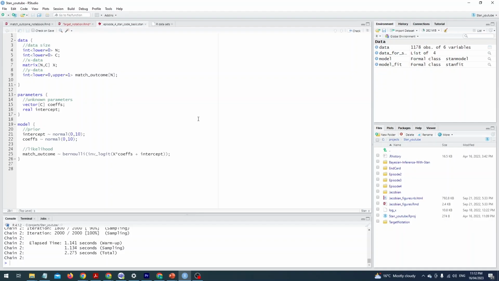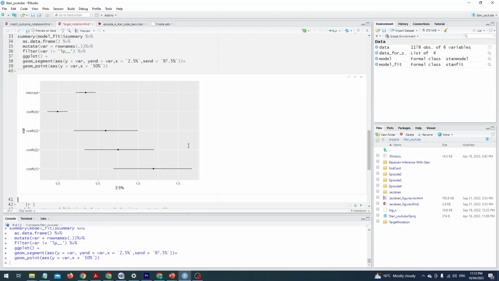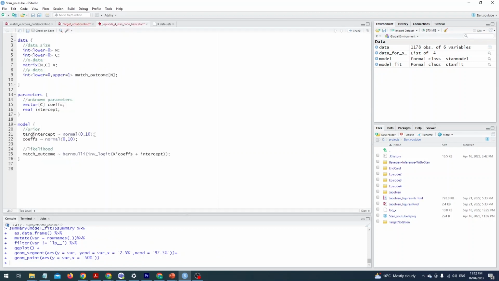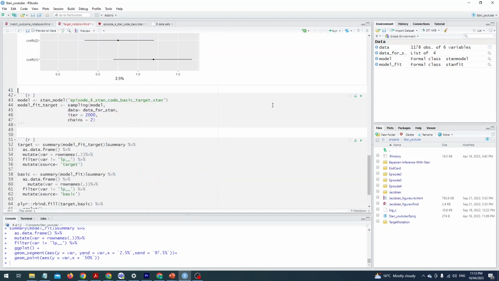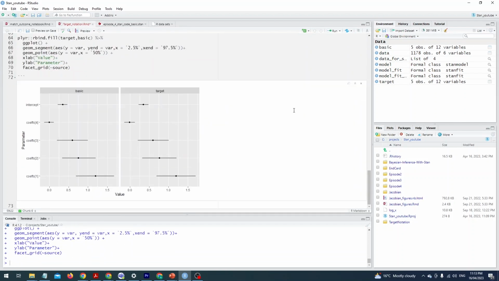Now let me leave you with an example. Here's some code that we used in episode 4 of Bayesian Inference with Stan, where we predict football matches. I can run this in R, and here we see the learned parameters. Now, I can go back and change all of the model statements to the target notation. And if I go back into R and compare my results with the regular tilde notation, we can see that it's exactly the same, which just confirms that the target notation and the tilde notation are just two different ways of writing the same thing.